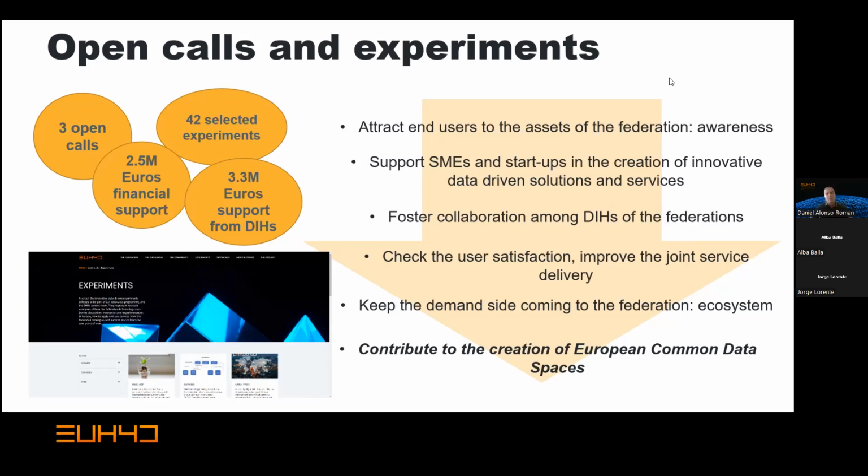But also very important for us, through the open call, through the experiments, we are fostering the collaboration among the hubs, because the experiments have to include at least 3 services coming from 2 different hubs. So this is also a way to force hubs to collaborate. Also to check how we are doing with the common service delivery, and so also to check the satisfaction of the users. And also very important for us is to keep the demand coming to the federation after the funding phase.